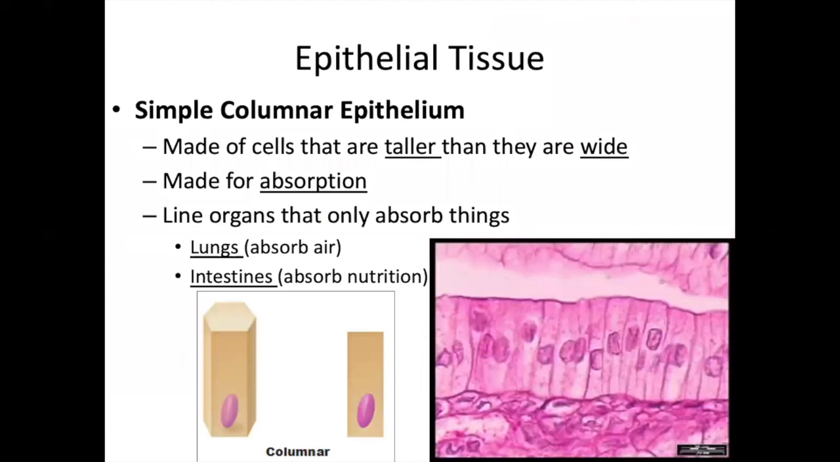Moving on from there, simple columnar. Simple because it's still one layer. Look at this picture. Basement membrane is going to be down here. And then one layer of long column-shaped cells. Made of cells that are taller than they are wide and made mostly for absorption. These things are going to be sucking things in and into your bloodstream. You're going to find this a little bit in your lungs, not in the alveoli, but you find them in your lungs. But mostly, we are talking about your intestines.